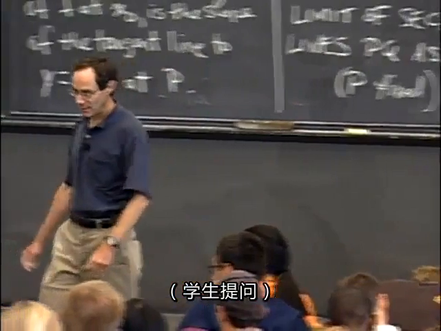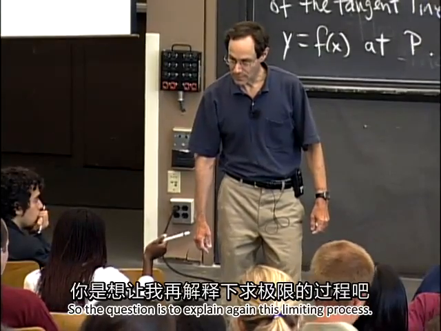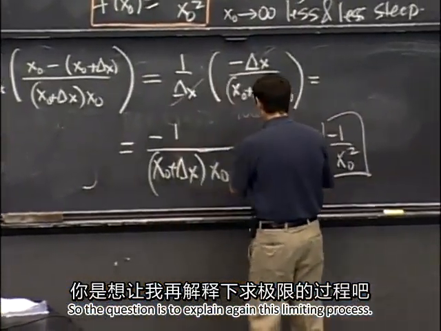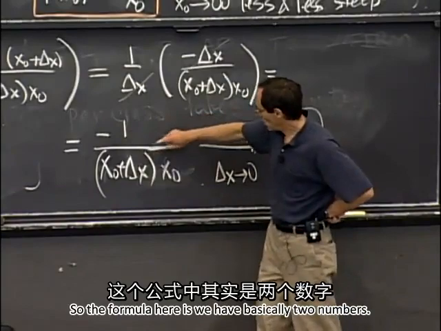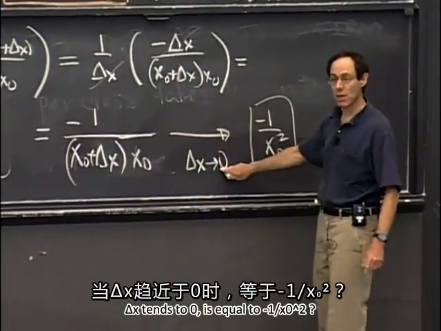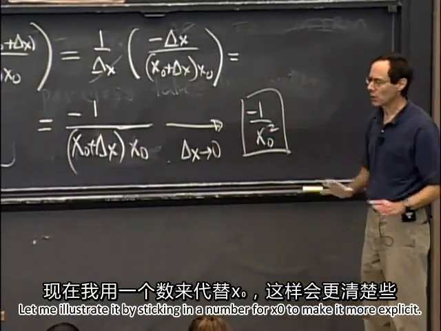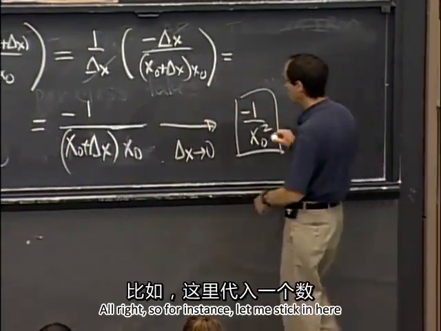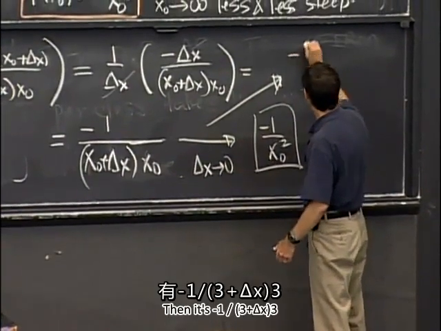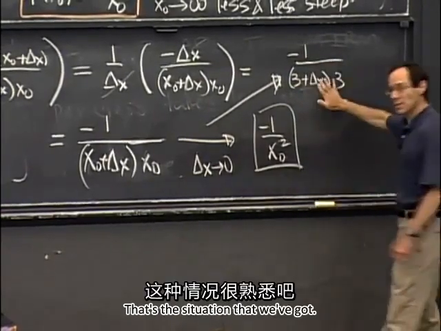Yes? So the question is to explain again this limiting process. So in other words, why is it that this expression, when delta x tends to 0, is equal to minus 1 over x0 squared? Let me illustrate it by sticking in a number for x0 to make it more explicit. All right? So for instance, let me stick in here for x0 the number 3. Then it's minus 1 over 3 plus delta x times 3. That's the situation that we've got.